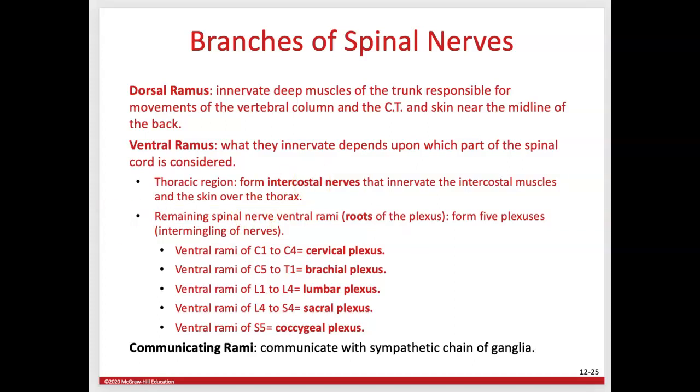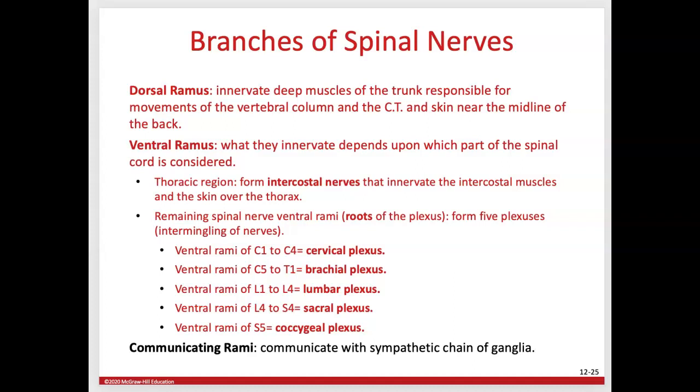The remaining spinal nerve ventral rami, or the roots of the plexus, form 5 plexuses of intermingling nerves. We're going to talk more about this coming up. So we have the cervical plexus, the brachial plexus, the lumbar plexus, the sacral plexus, and the coccygeal plexus. So there's a lot on this slide, but it's kind of leading you up to what we're about to talk about.